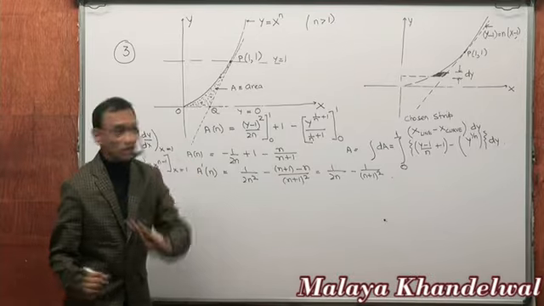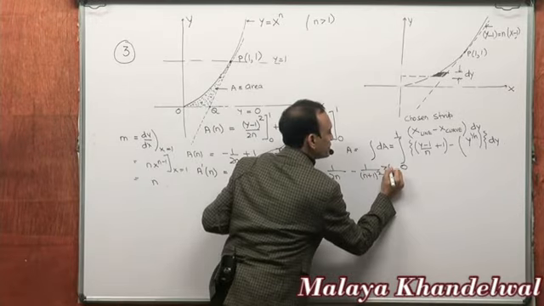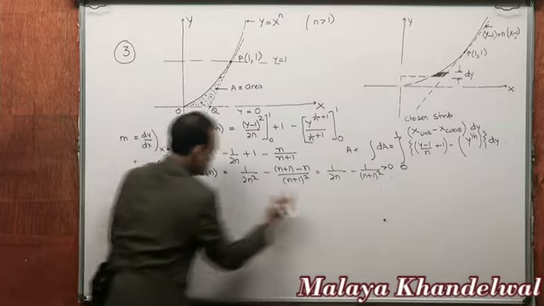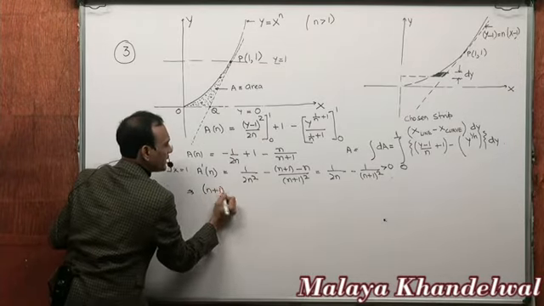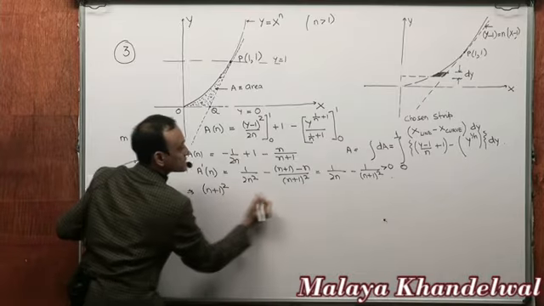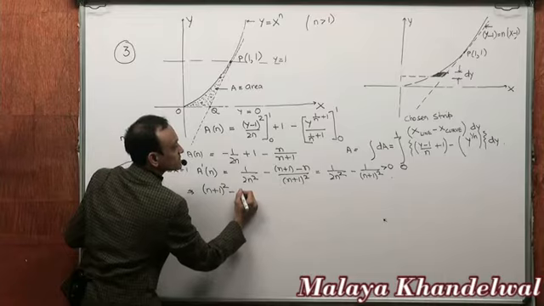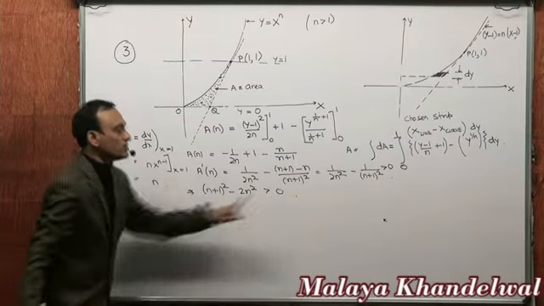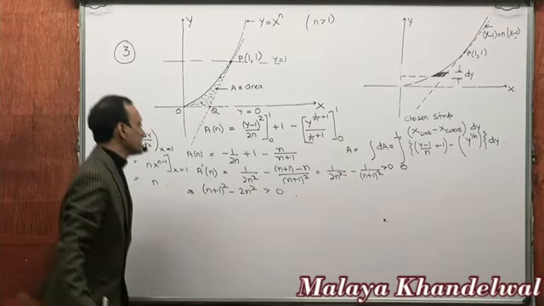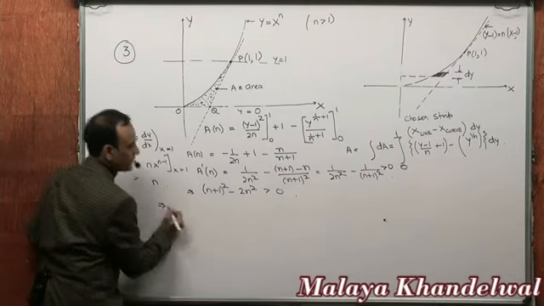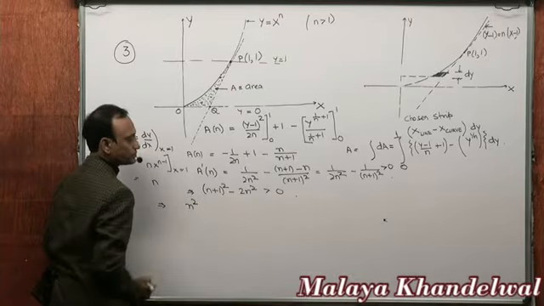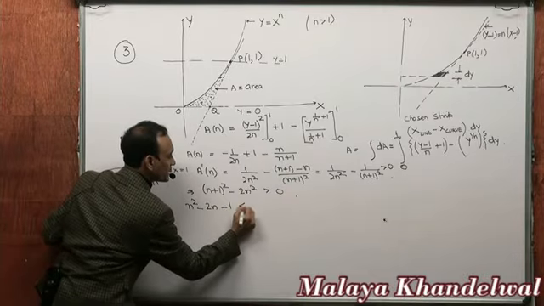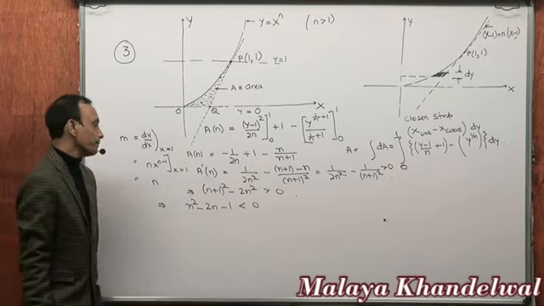That means A dash of n positive. Let me find out the interval in which A dash of n is positive. So what does that give me? If this is positive, I end up getting n plus 1 whole squared minus 2n squared greater than 0. That's what I get out of this. This in turn will give me n squared minus 2n minus 1 less than 0, right?